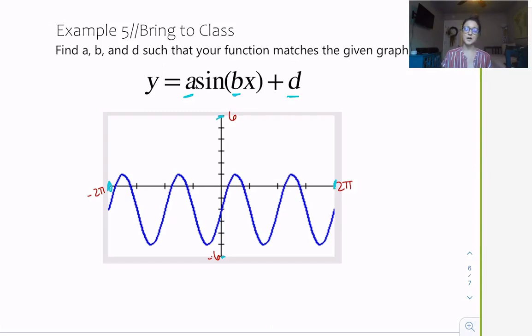Once you think you've got it, try graphing it on Desmos or on a graphing calculator and see if it matches your guess, and bring this to class, and we'll talk about it.